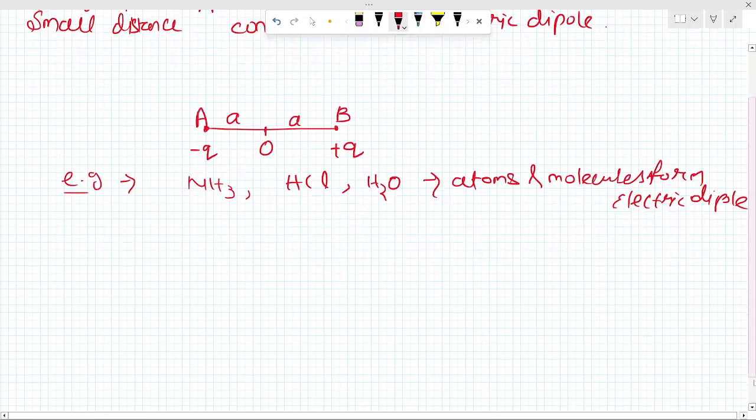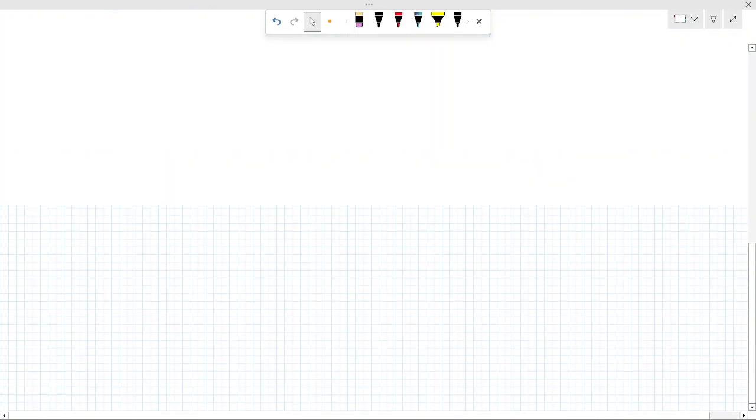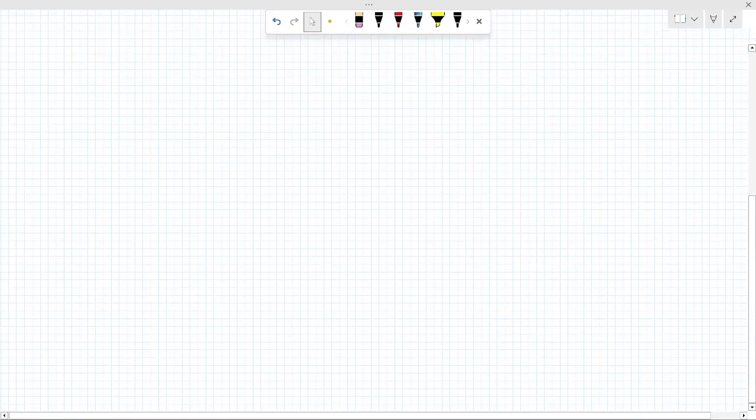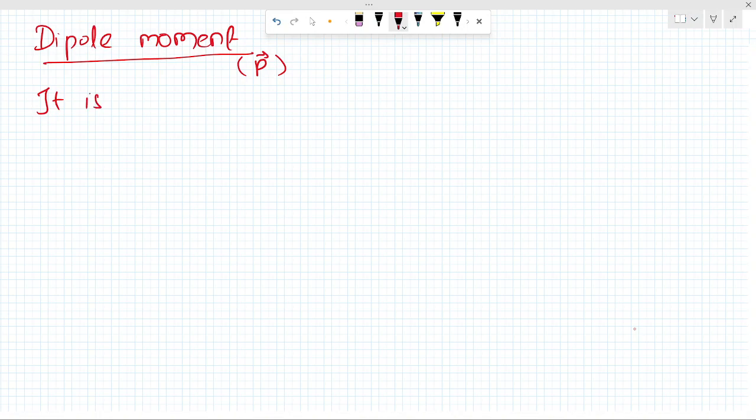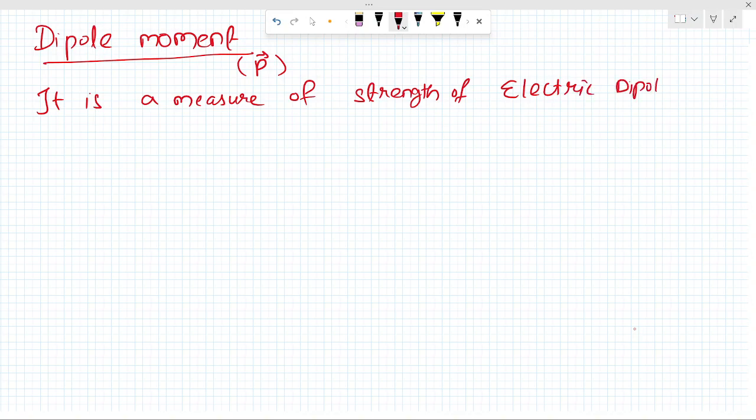So let's talk about our electric dipole moment. What do we mean by the word dipole moment? Dipole moment, we denote it as p vector. Generally it is a measure of strength of electric dipole.